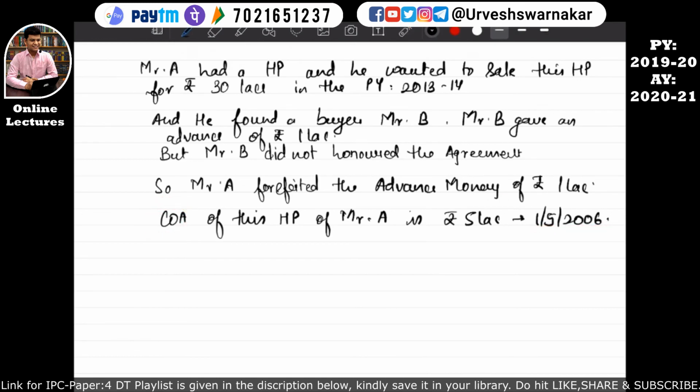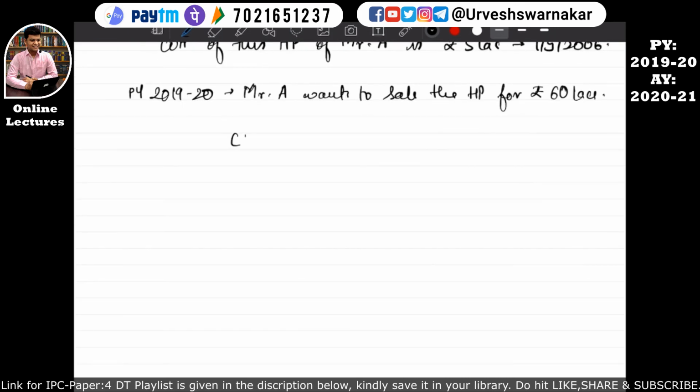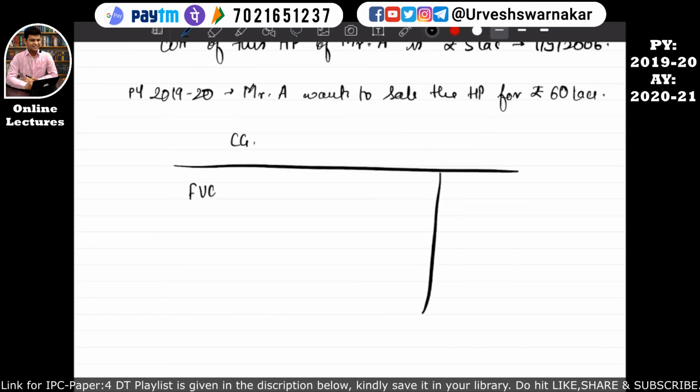Okay, now again in the previous year 2019-20, Mr. A wants to sell the house property for rupees 60 lakhs. So how will we calculate the capital gain amount? See over here. Firstly, the full value of consideration will be equal to 60 lakhs, assuming that it is as per the stamp duty valuation only. So we will write 60 lakhs less transfer expenses. There are no details given, so we'll put a dash, and this will become our net consideration.